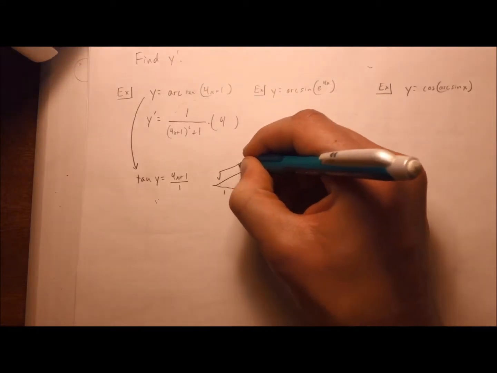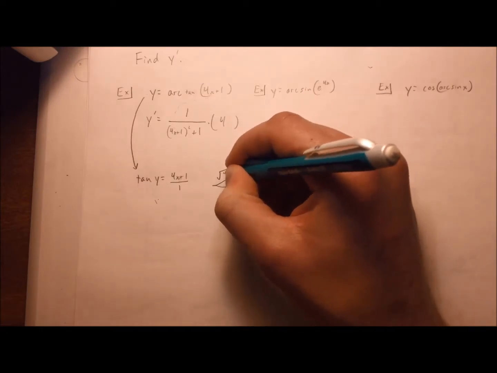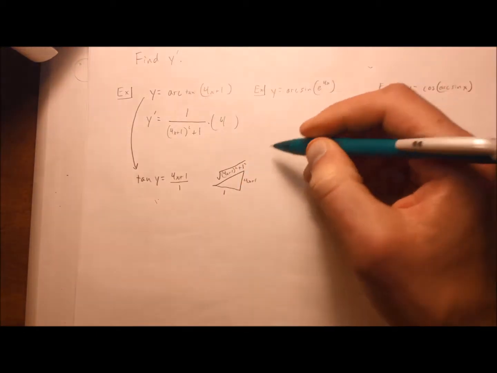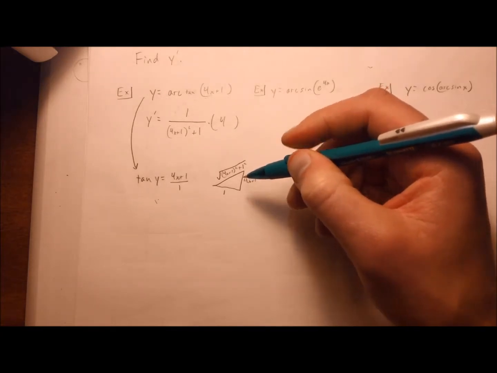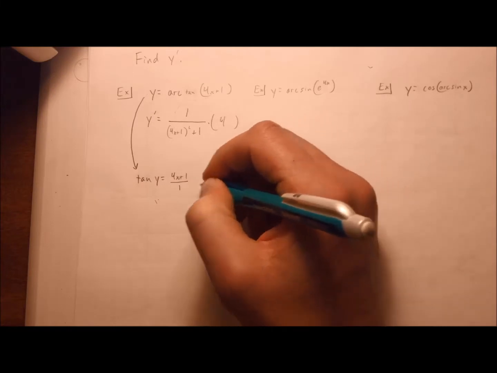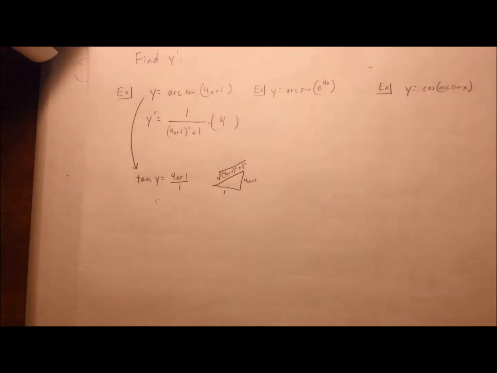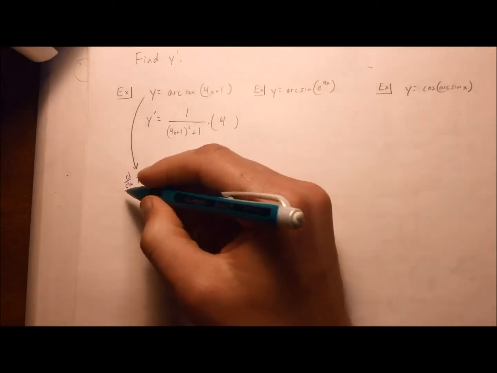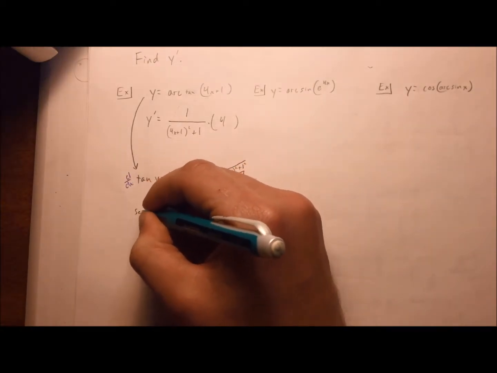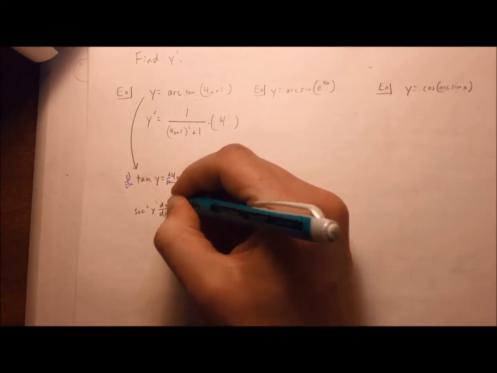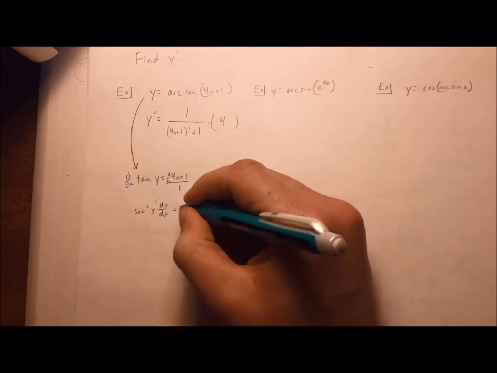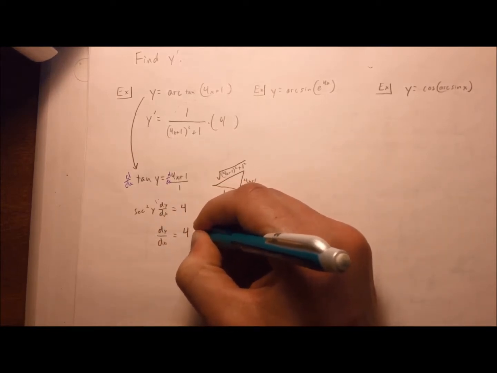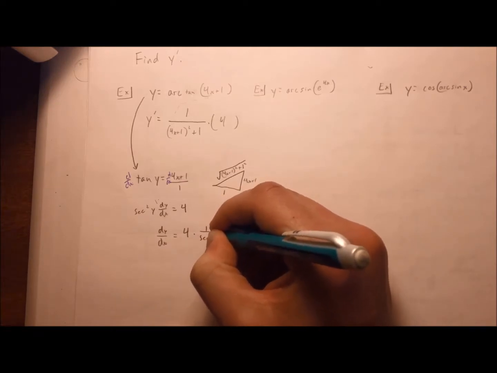This is going to be the square root of 4x plus 1 quantity squared plus 1 squared. Now I could work that out if I really want to. No, I don't. Anyway, I'm going to go ahead and derive this now. The derivative of tangent is secant squared of y dy dx. The derivative of 4x plus 1 is just 4. So that means dy over dx is equal to 4 times 1 over secant squared of y.